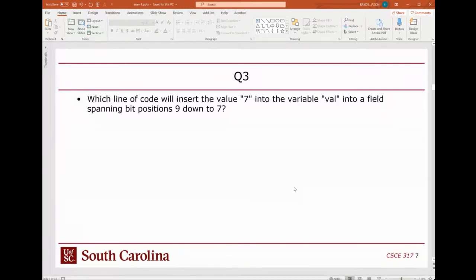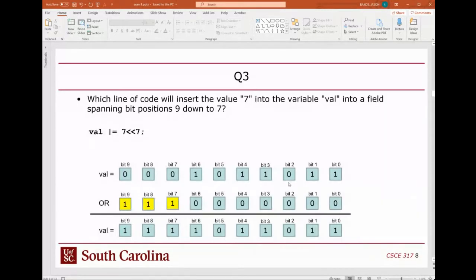Now, you could ask, well, wait a second, what if the value 7 is already in that bit field, or what if there's another value in there, something besides 0? Well, if you look at the answers, the only one that makes any sense is to take the value of 7 and shift it 7 bits to the left, and then OR it or merge it into val, using the bar equals. So I tried to show that here graphically.